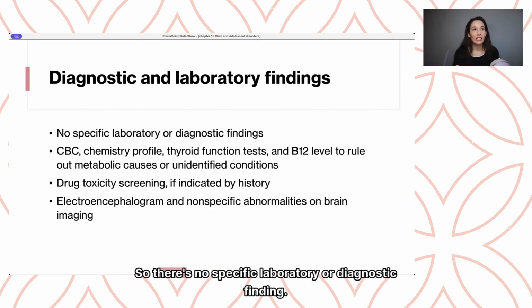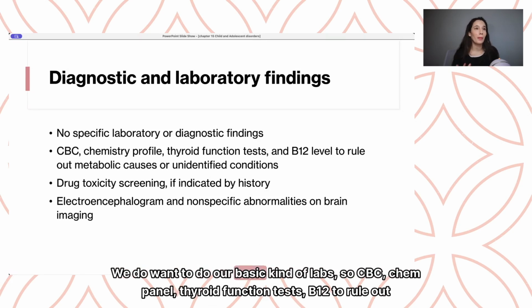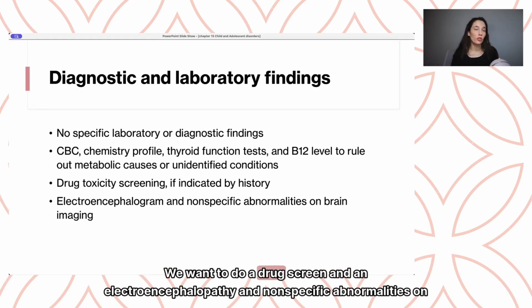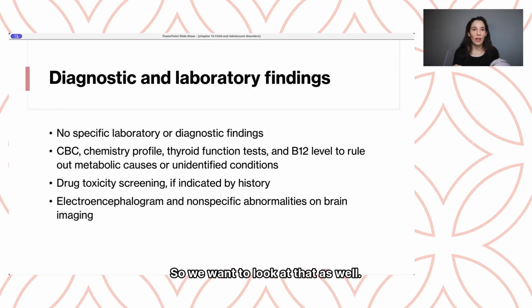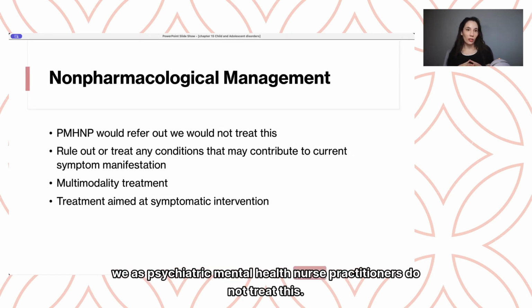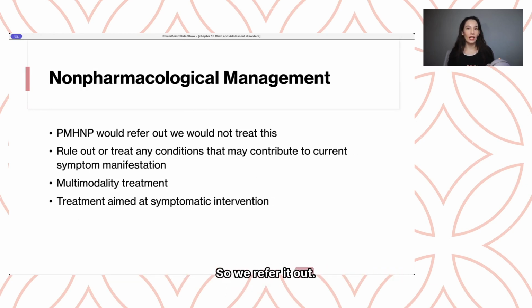Diagnostic and lab findings: there's no specific laboratory or diagnostic finding. We do want to do our basic labs, so a CBC, chem panel, thyroid function test, and B12 to rule out metabolic causes or unidentified conditions. We want to do a drug screen and an electroencephalogram, and there may be nonspecific abnormalities on brain imaging, so we want to look at that as well. Non-pharmacological management: we as psychiatric mental health nurse practitioners do not treat this, so we refer it out.